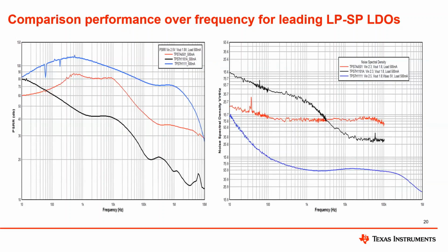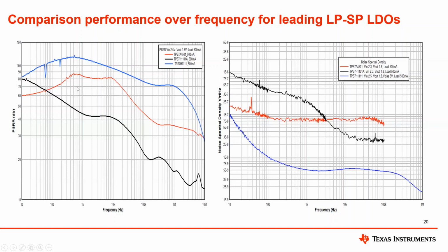So this is a comparison of our current LDO offerings. You can see what I mentioned earlier about the 7A4501 and 1101A, which I already touched a little bit on. The 7H1111, this RF LDO, is the line in blue here. This is measured data comparing what we have available today, so you can already see the significant performance increase on the 7H1111.